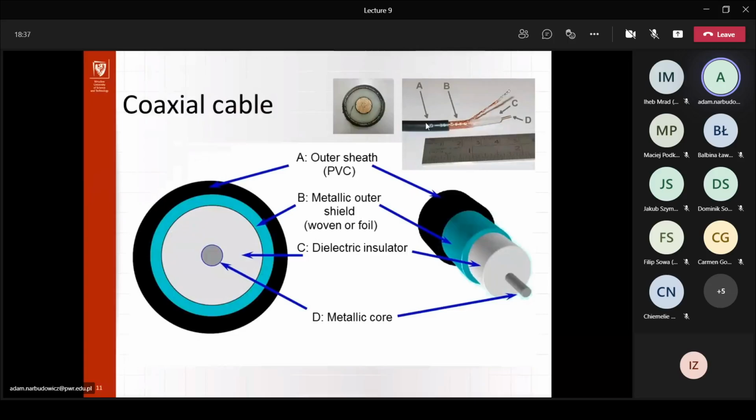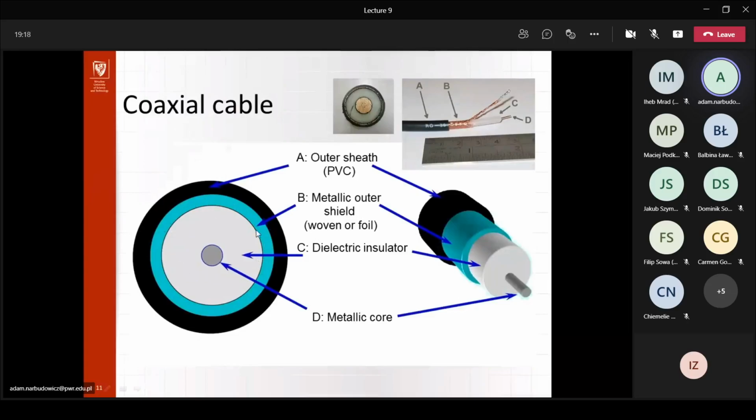However, what we use very often, especially in millimeter wave and radio frequency, is the so-called coaxial cable. Here we have the inner metallic core, which is just some wire. We have some dielectric insulator, very often Teflon, but it can be air. It really depends on the application. Here you can see the white part, that's Teflon. And then you have the metallic outer shield that can be woven, foil, whatever.